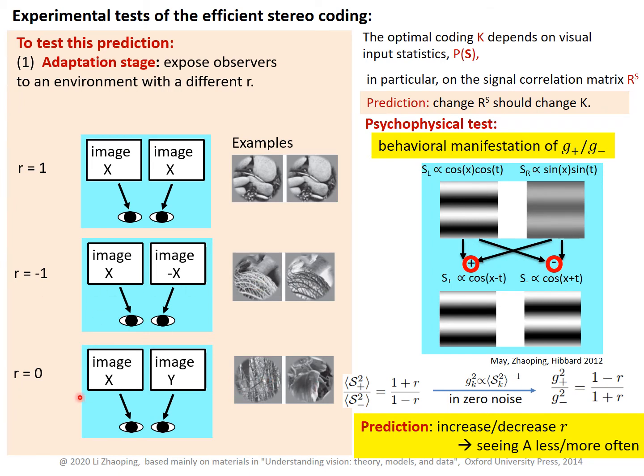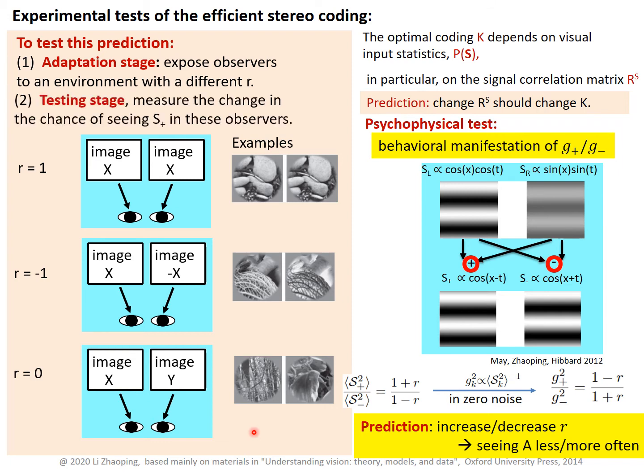Now, after the adaptation, if the efficient coding theory is correct, then the gains G plus and G minus should change, and now we move to the testing stage. We just measure observers' chances of seeing the drifting direction one way or another way. So from trial to trial, you make this summation drifting up in some trials and drifting down in other trials randomly.